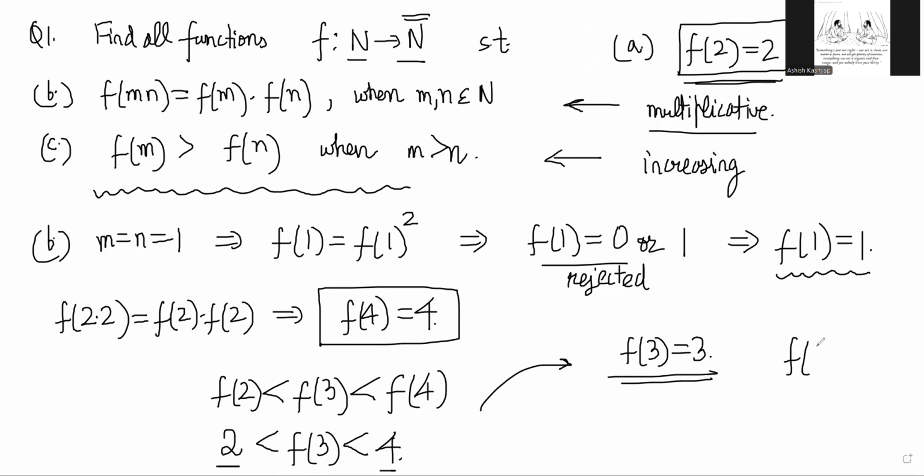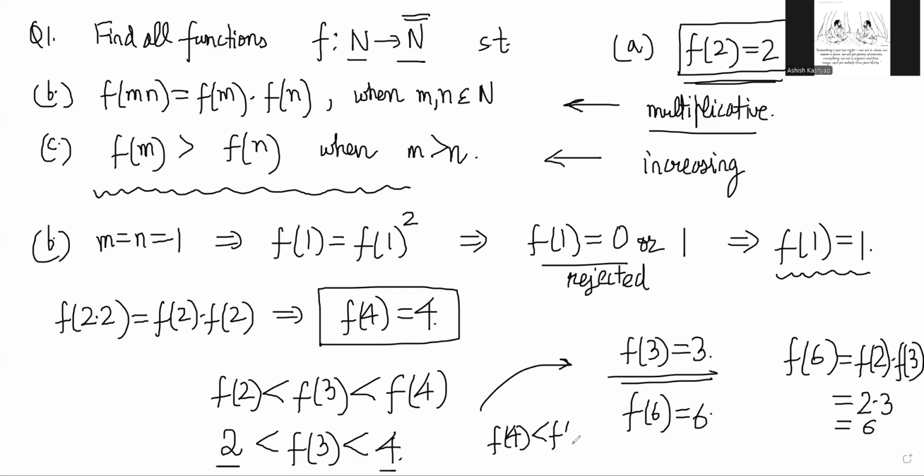Similarly, you can find f of 6 is equal to f of 2 times f of 3, and that becomes 2 times 3 is equal to 6. And now that we know f of 6 is 6, by the same logic, you can say that f of 4 is less than f of 5 is less than f of 6 because of property C. And f of 4 was how much? f of 4 was 4, f of 6 was 6. So that guarantees that f of 5 must be 5.